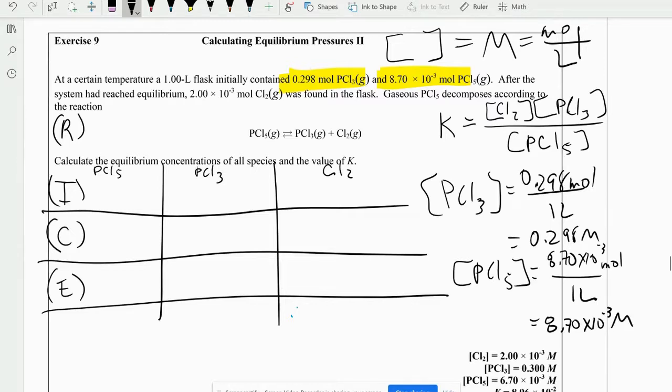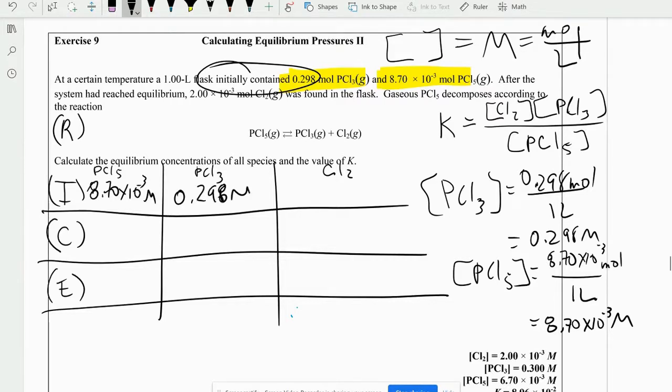So these that I just calculated over to the right are the initial concentrations, and it says initially contained. So that's kind of your clue in there. So I'm going to go ahead and in this particular column, put in our molarity that I just calculated.